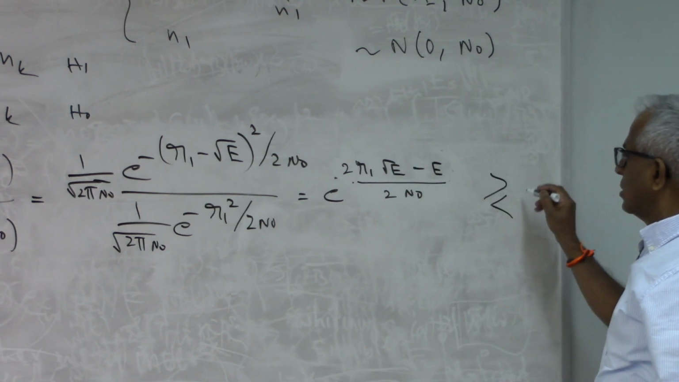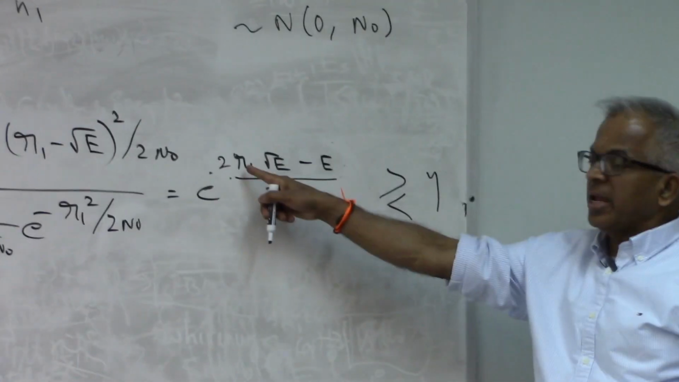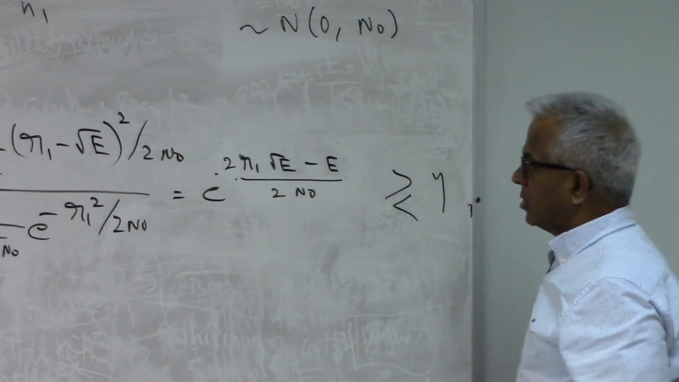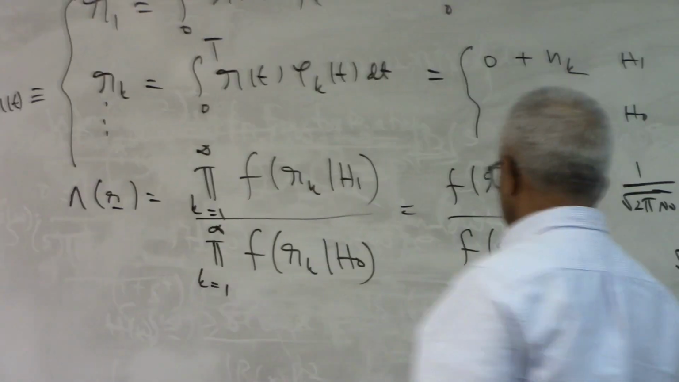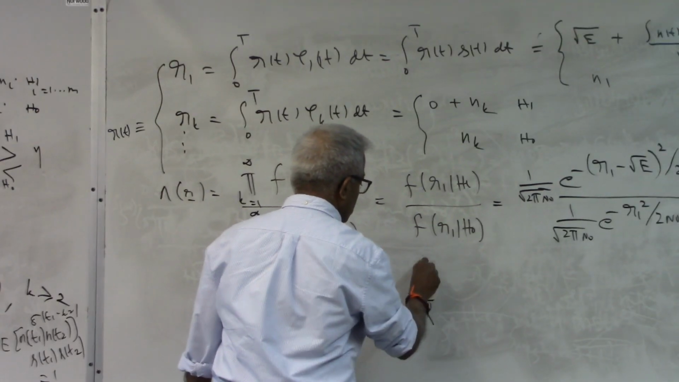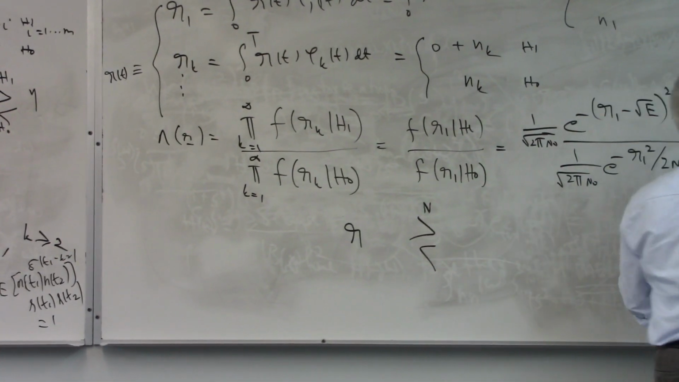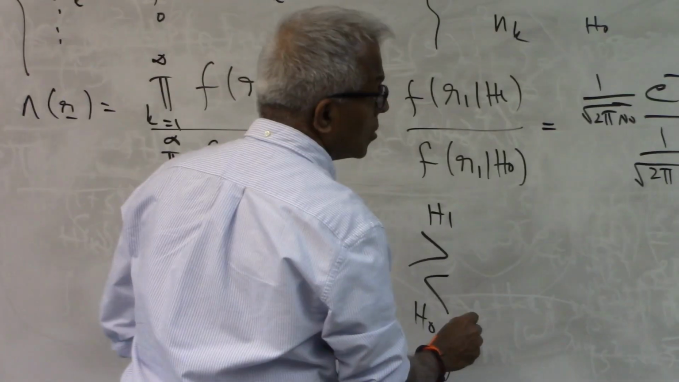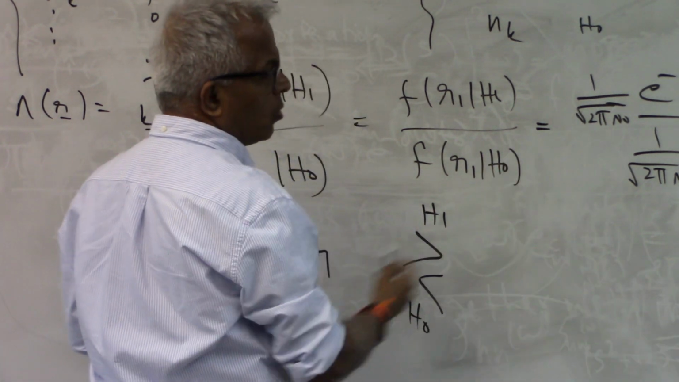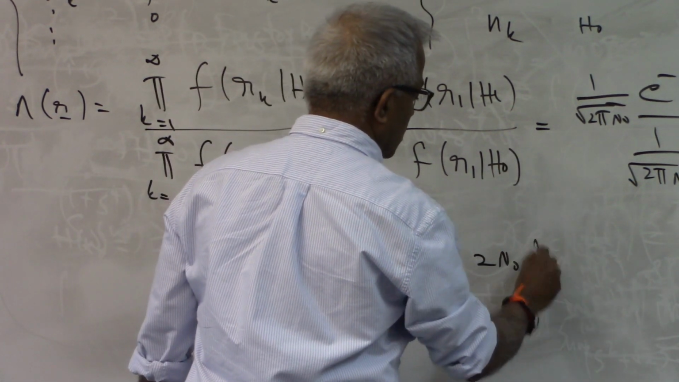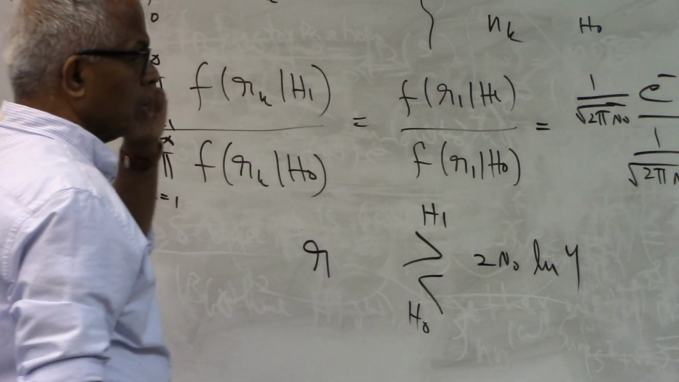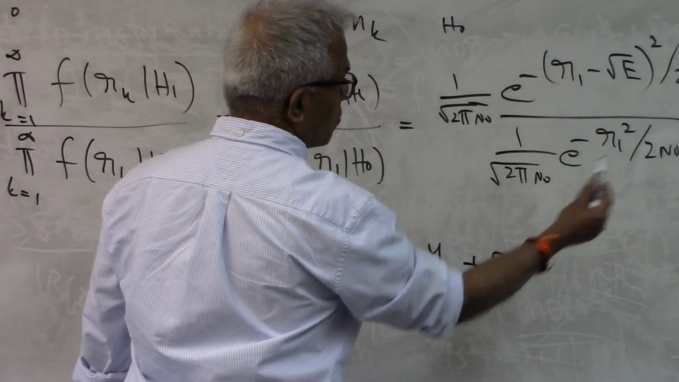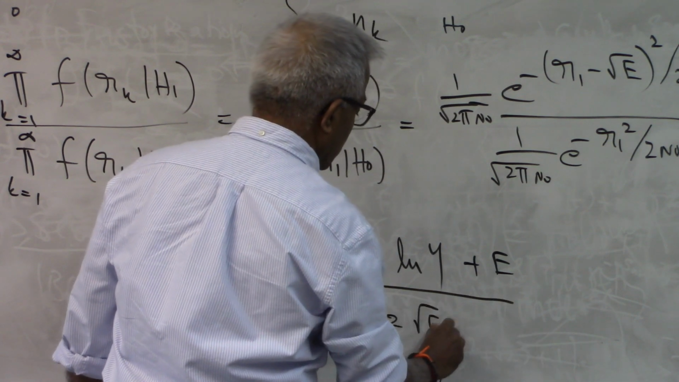So this should be compared with the threshold. Let me remember the data is in R1. So let me bring it to the other side. I'm going to take the logarithm, so the e goes away, then multiply by 2 n naught. Then I bring the e to the other side, so this becomes plus. Then finally I divide this by 2 square root of e.